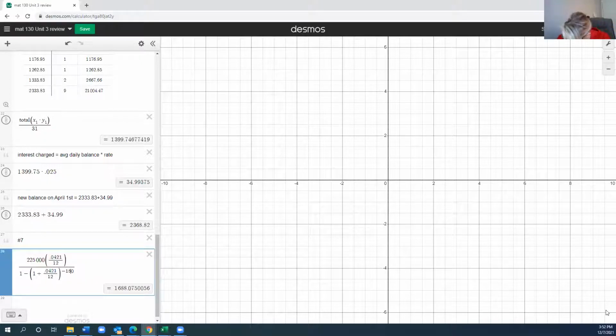But it says, which mortgage is better? So we have to figure out our total cost. So what are we going to total our total payments? So our total payments, total cost to purchase, because there's no down payment, it's just going to be the total of our payments. So we're going to have 180 payments times 1,688.08.